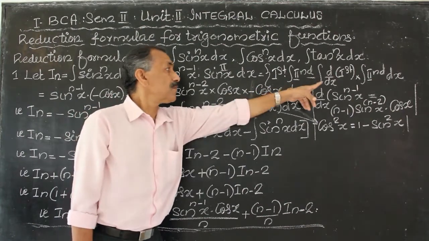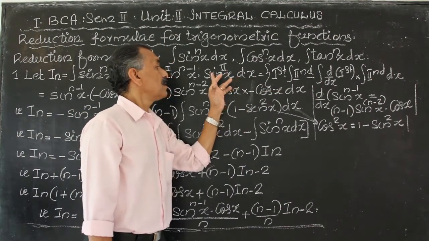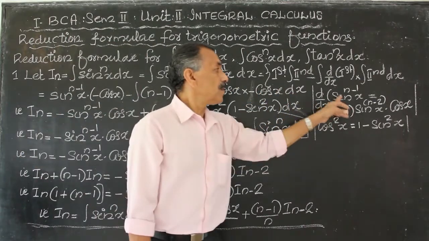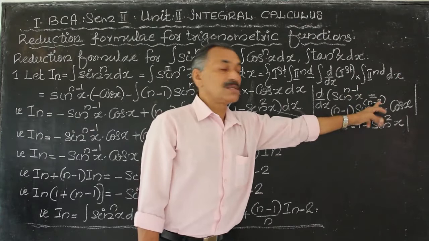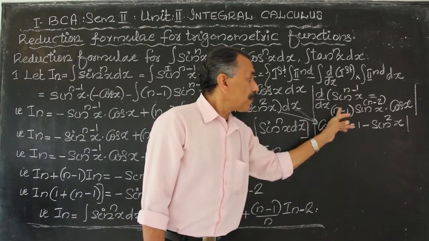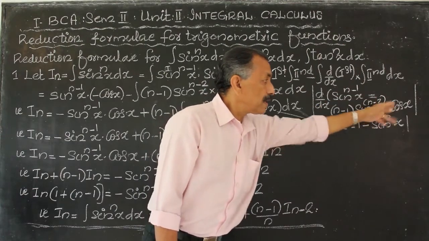Then derivative of first into integral of second. Integral of second is integral of sin x, which is minus cos x. Derivative of sin raised to n minus 1 x is n minus 1 into sin raised to n minus 2 x into cos x.